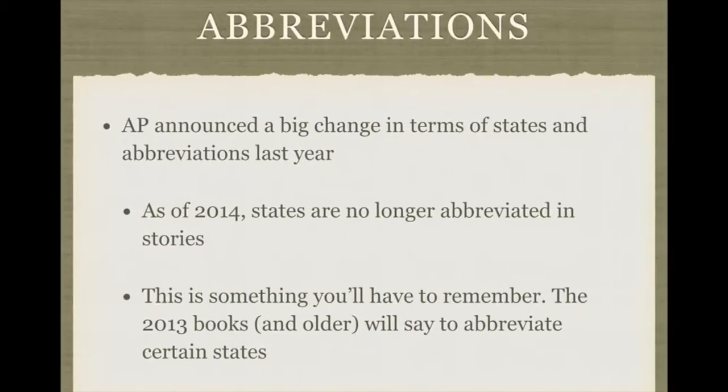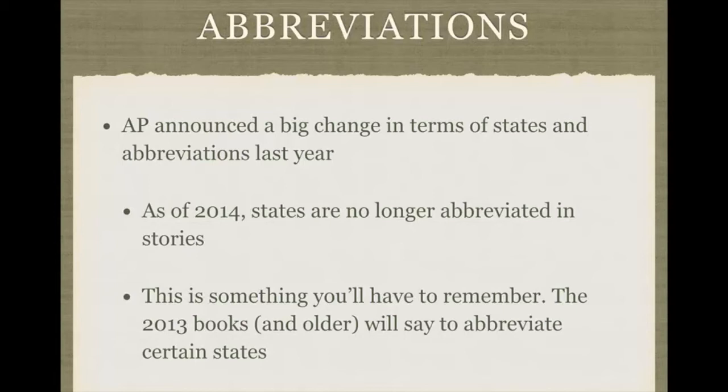In terms of state names, we used to have all these crazy rules you had to look up every time you would write a state in a story. AP got rid of all that last year. So the big change in the 2014 style book is that states are no longer abbreviated across the board. We used to use, anyways, it was a mess. So this makes it a lot easier now. If you have a state name, just write it out.